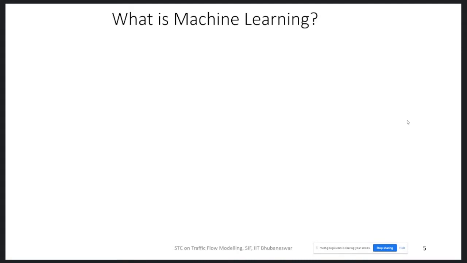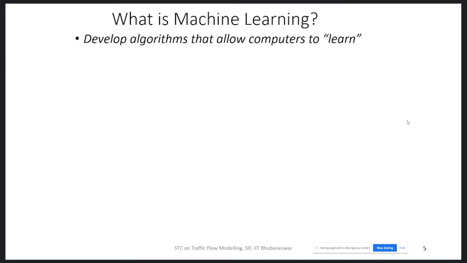Now, to develop such systems, we need to make the machine intelligent. And for making the machine intelligent, we need to make the machine learn. Okay. Now, how do we define learning? And how do we basically ensure that the machine learns? So we want to develop algorithms that allow computers to learn.